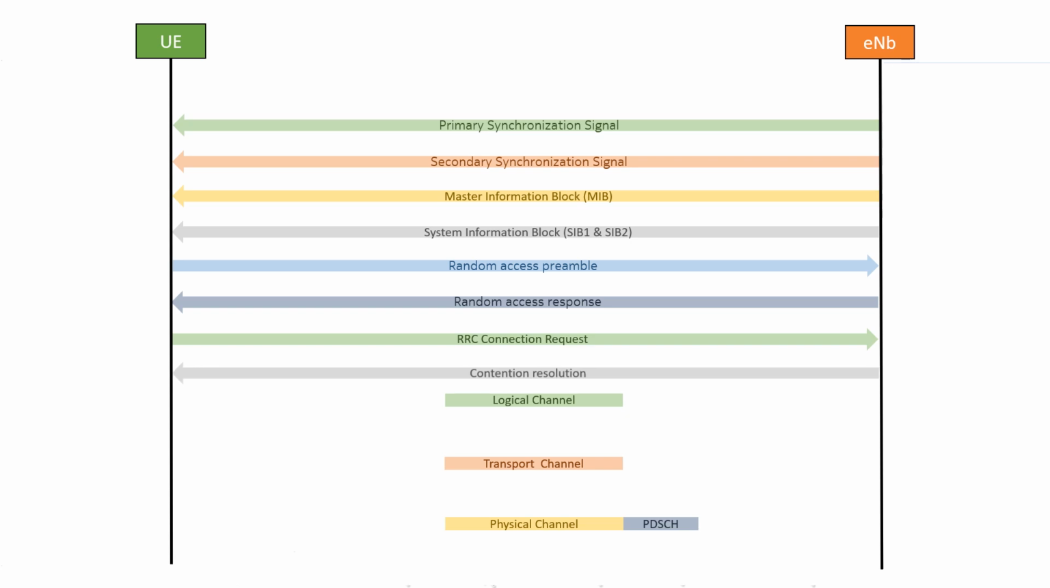Step 4, Contention Resolution. The eNode B sends a contention resolution message using the PDSCH. The message contains the UE identity. The UE compares its identity with the received one and confirms if it has successfully completed the random access procedure.